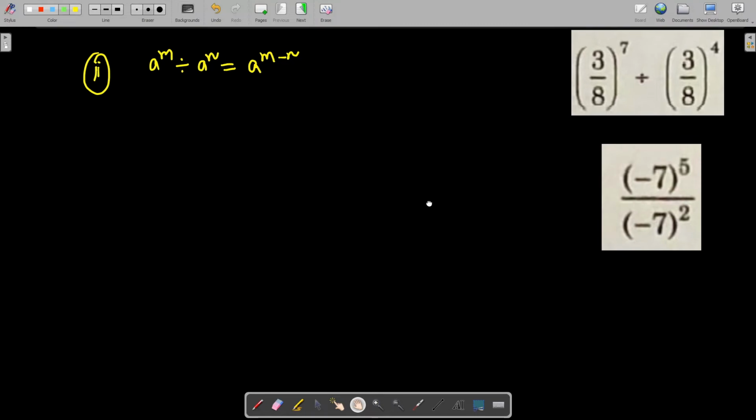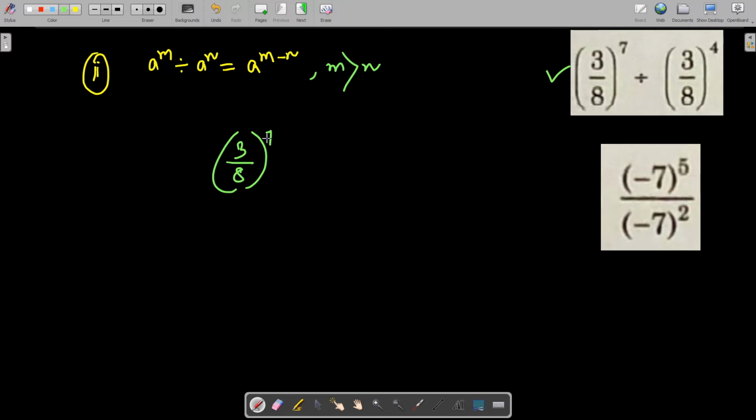The next law said a to the power m divided by a to the power n equals a to the power m minus n, given m is greater than n. We understood this law yesterday. Now let's take this example. It's given (3/8) to the power 7 divided by (3/8) to the power 4. Now in this case, what's a? A is what's inside the bracket, that is 3 by 8.